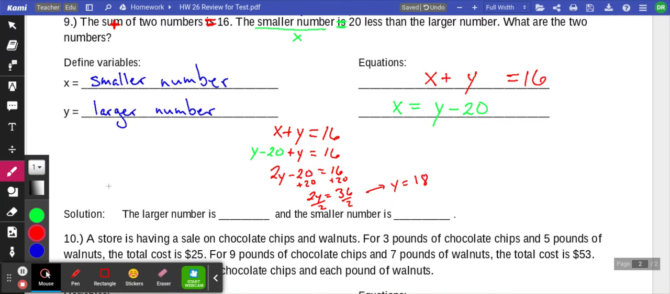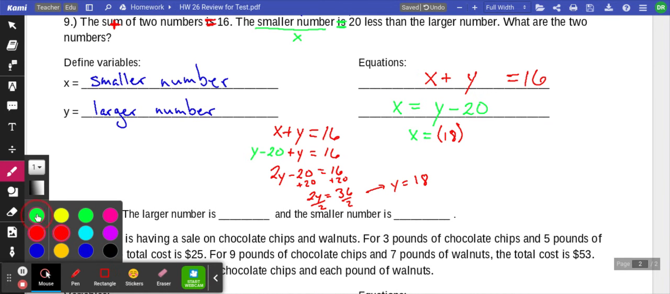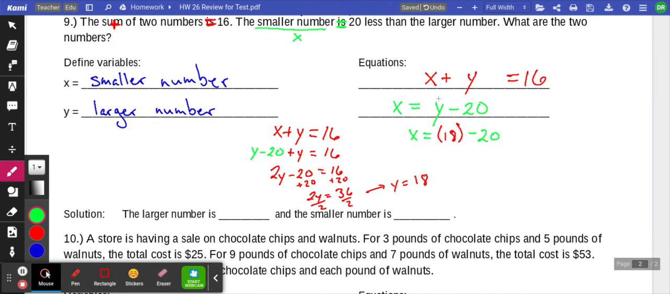And if you know what y is equal to, that allows you to go substitute into your other equation. So in this green equation where we have x equals y minus 20, we know that y is going to be equal to 18. So let's go ahead and replace it with 18. And so now we can say that x equals 18 minus 20. And so we figure out that x equals -2.